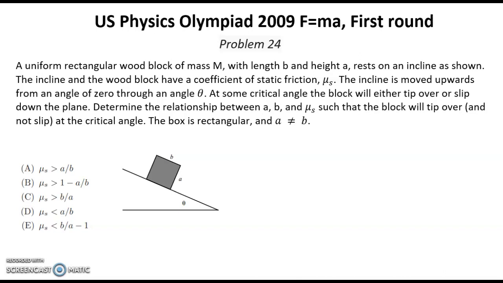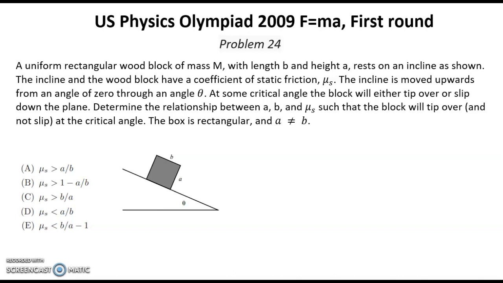Problem number 24. A uniform rectangular wood block of mass big M with a length b and a height a rests on an incline as shown. The incline and the wood block have a coefficient of static friction mu s. The incline is moved upwards from an angle of 0 through an angle theta. At some critical angle the block will either tip over or slip down the plane.